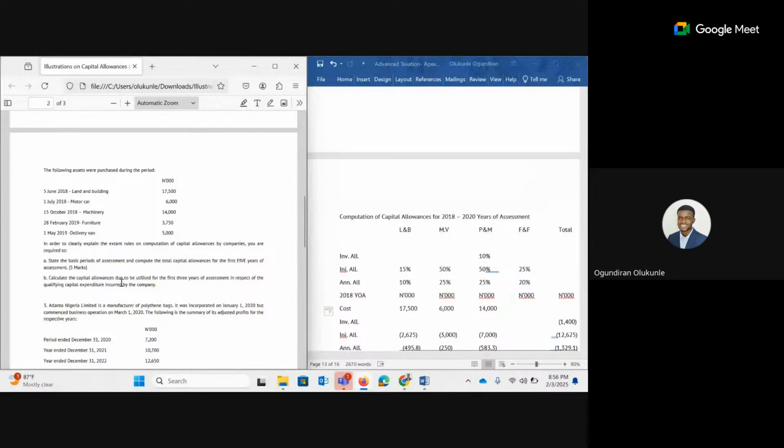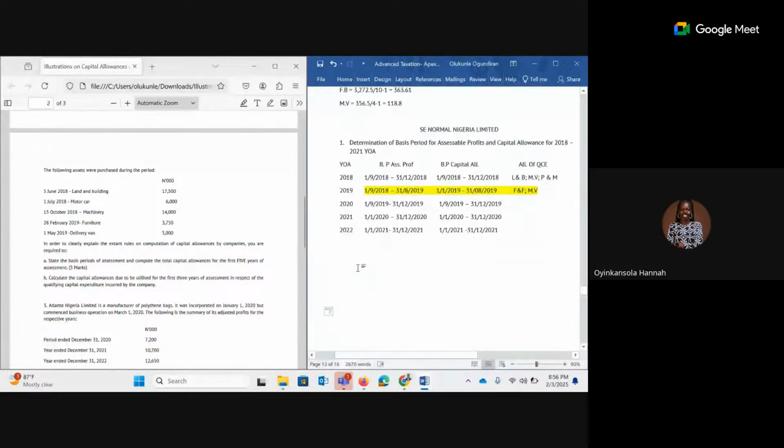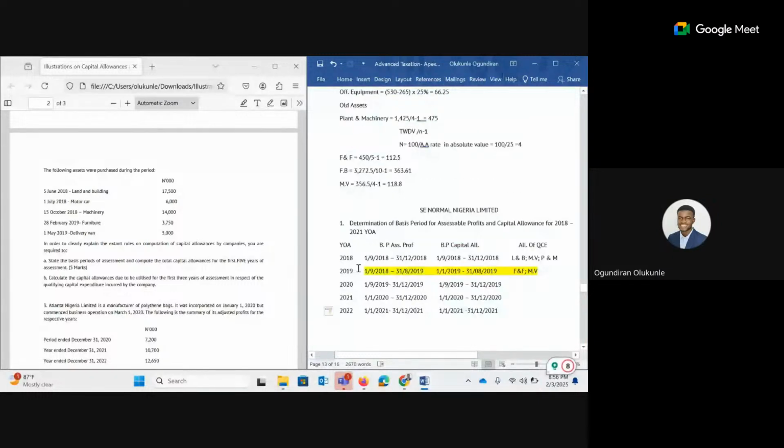Calculate the capital allowances due to be utilized for the first 3 years of assessment in respect of the qualifying capital expenditure incurred by the company. So we are correct. I think the 5 years is for the basis period of the first one. Exactly, so this one should have been 2022. All right, thank you very much, sir. You're welcome.